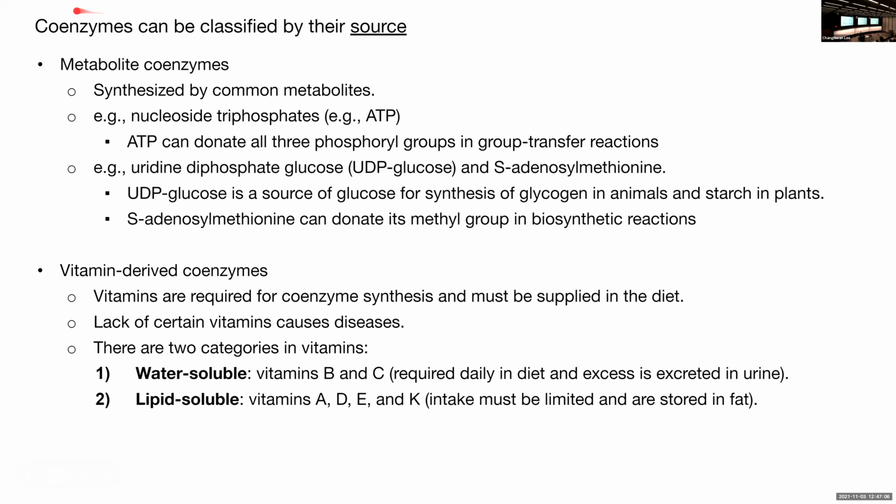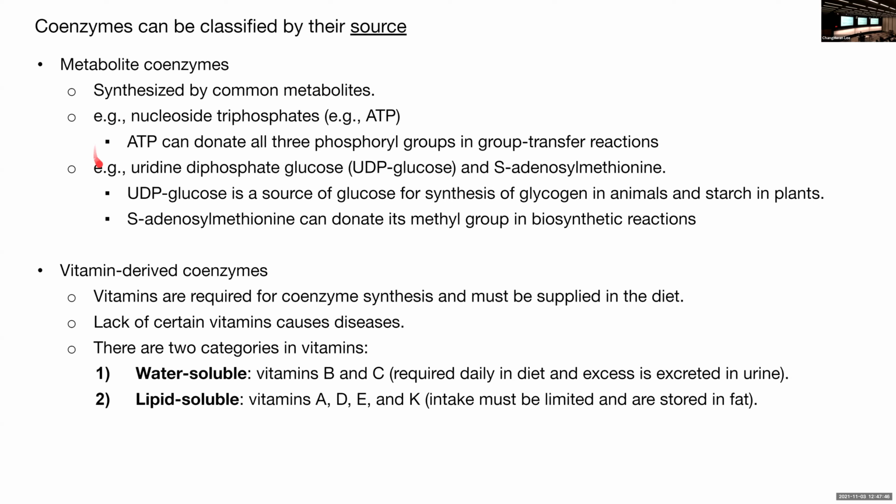Okay, so these coenzymes can be classified by their sources. Largely, there are two classes. Metabolite coenzymes, as it says, these are metabolites, so you can actually generate that during the metabolism in the living system. And the other class is vitamin-derived coenzymes. So those are vitamins, and in many cases, have to be taken up from the outside, from another source. So metabolite coenzymes are synthesized from the common metabolites like the sugars or the proteins and so on.